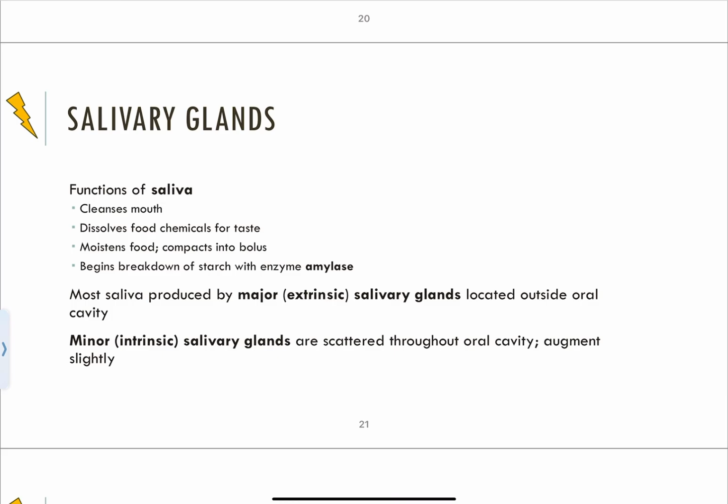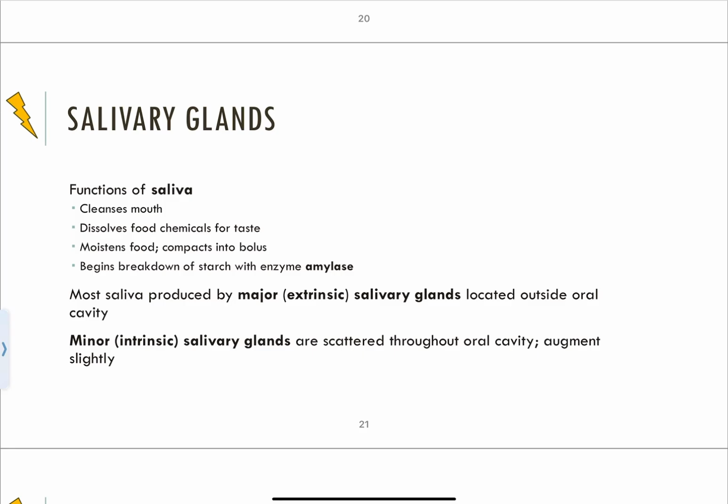Okay, our salivary glands, these are going to secrete saliva. What is the function of saliva? It's going to help cleanse our mouth. It's also going to help dissolve some of the food chemicals that we have because there are enzymes within our saliva itself. It helps moisten food and helps compact the food into that bolus that we talked about.